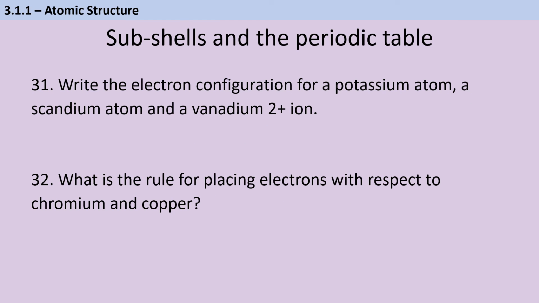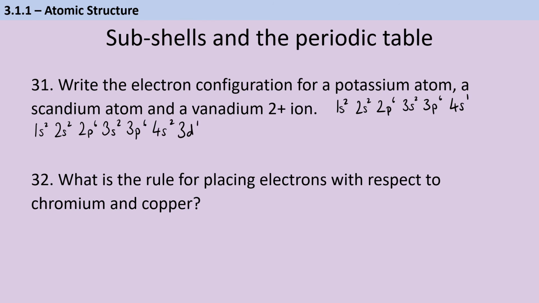Finally, we're going to take a quick look at writing out the electron configuration for some different atoms and ions. So starting off with potassium, you should have 1s2, 2s2, 2p6, 3s2, 3p6, 4s1, because of course we fill 4s before we fill 3d. Then for scandium, this is a D block element, so we are going to get to that 3d. So we have 1s2, 2s2, 2p6, 3s2, 3p6, 4s2, 3d1. It's up to you whether you want to write the 3d first or the 4s first. Either one is fine as long as they're both there.